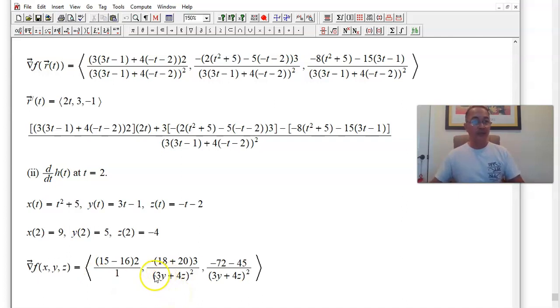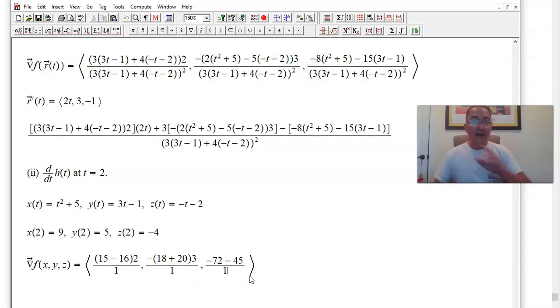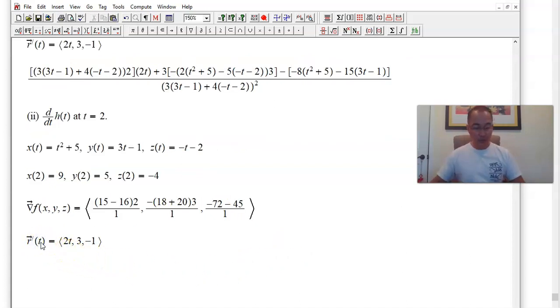I can extract the numerator, but we'll just leave it like that instead of ripping it apart. We get whole numbers, we get integers. But now we still have to plug the 2 into the derivative. So r prime at 2 is going to give us 4, 3, and 1, minus 1. So now we're ready for the derivative at t equals 2.